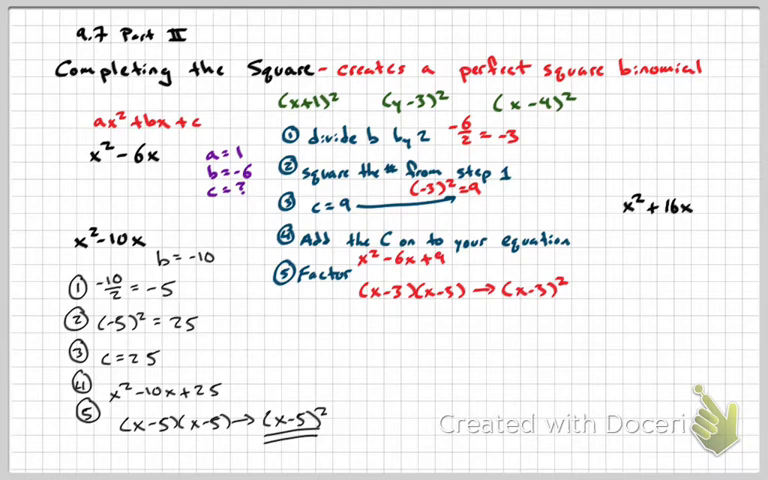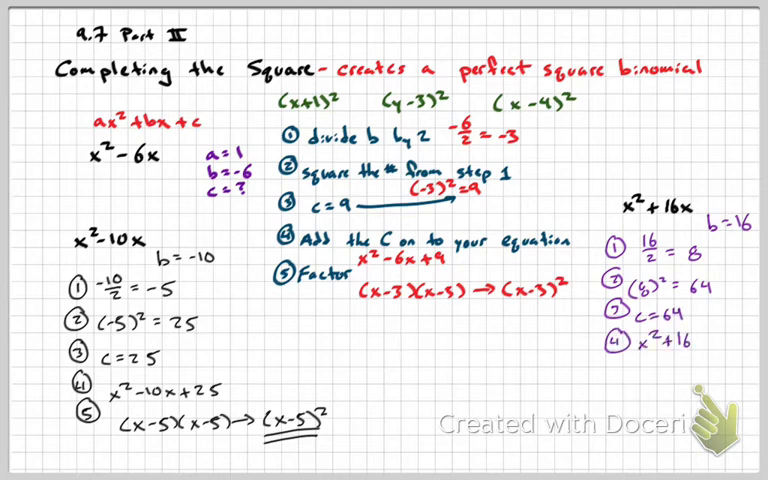Let's do another one. My b is 16. Step 1, divide my b by 2. Gets 8. Step 2, square it. 8 squared, 64. Step 3, my c is 64. Step 4, plug it back in. X squared plus 16x plus 64.